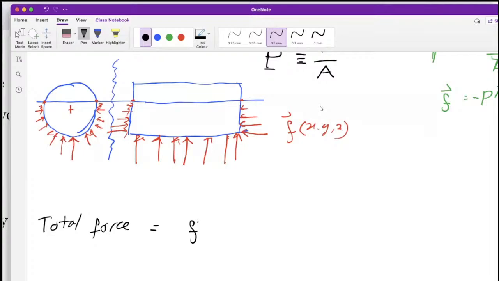Let me, because I have to keep this negative value correct. So the idea here is to integrate over the surface. So we're going to have a double integral.